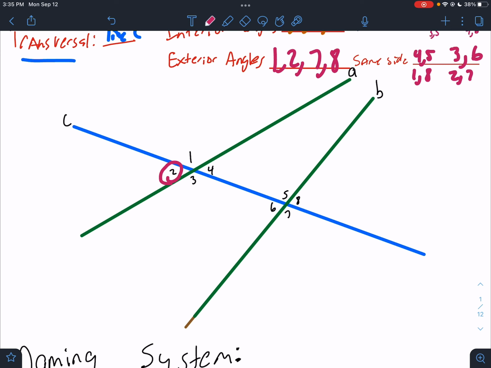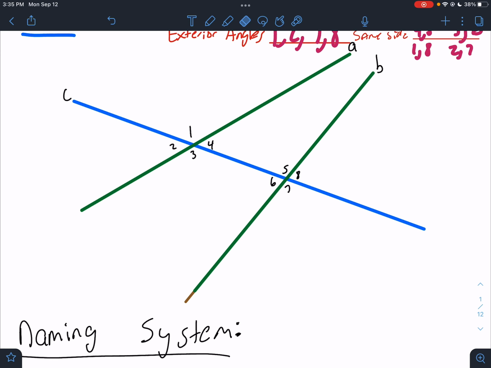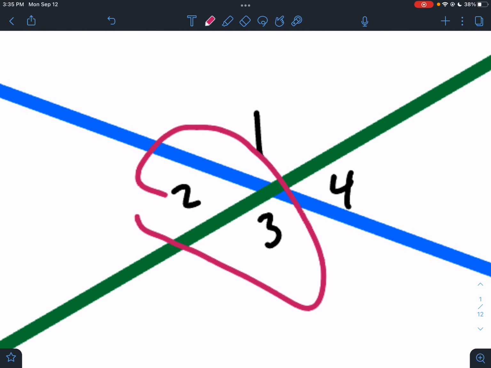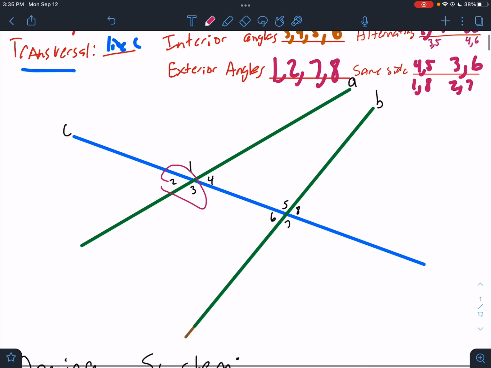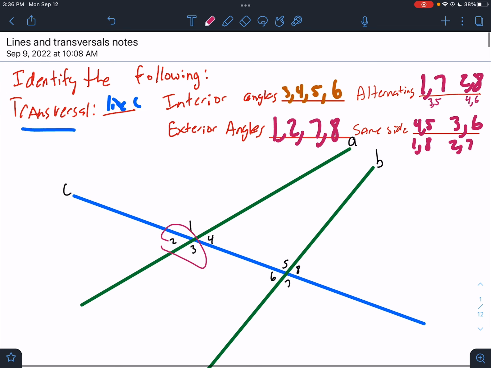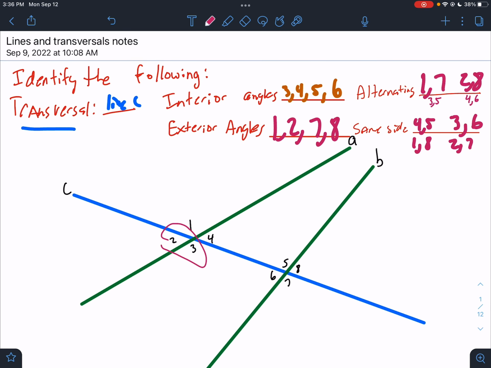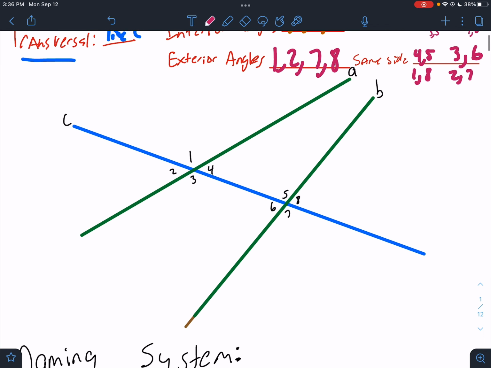Some glaring omissions. Might be you were thinking, how about 2 and 3? 2 and 3, are those on the same side? Sure, they're on the same side, but we don't care about that. How many intersections does 2 and 3 use? Just one. If they're on the same intersection, we're not going to use one of these new names. We're going to use an old name. 2 and 3 are a linear pair. So that's not what I'm talking about.